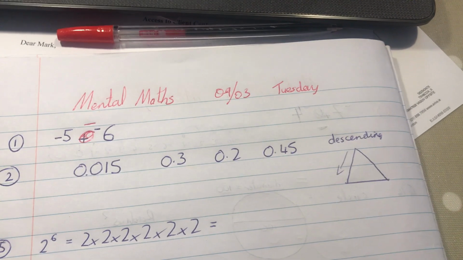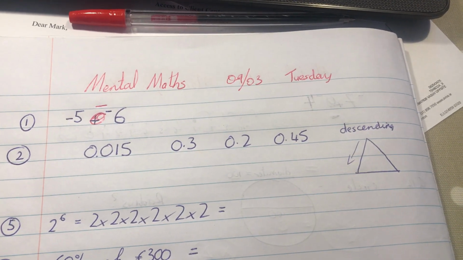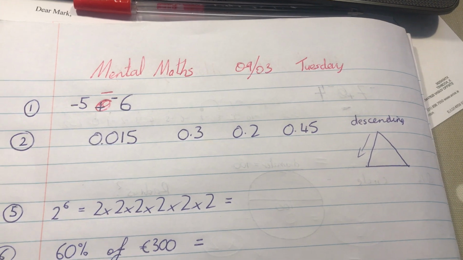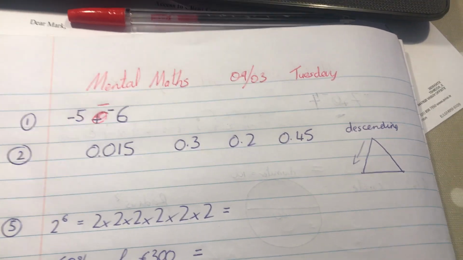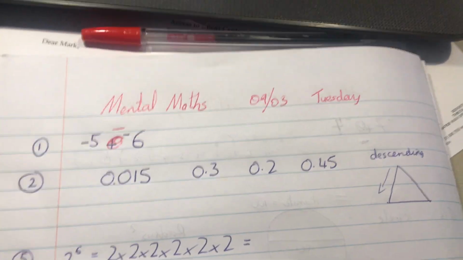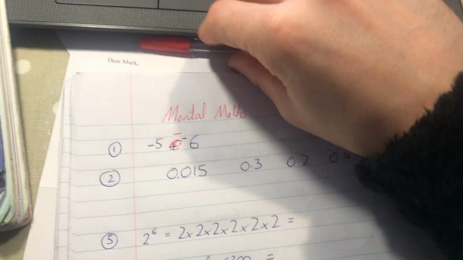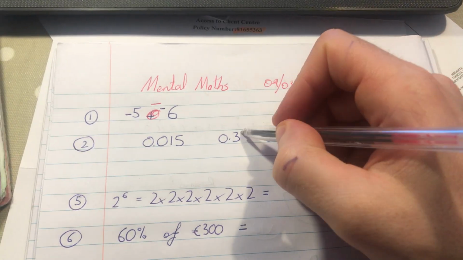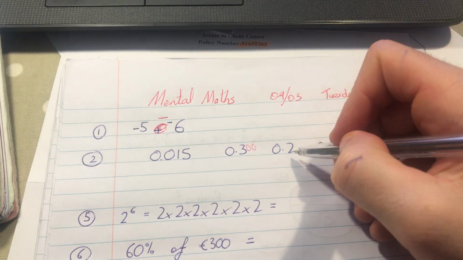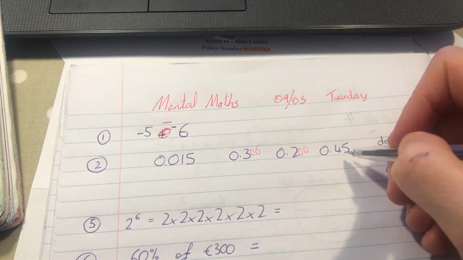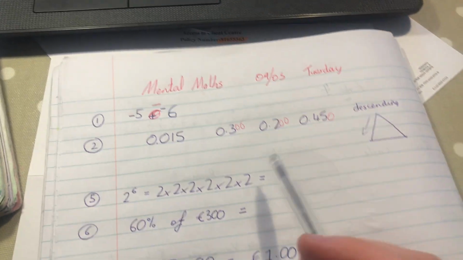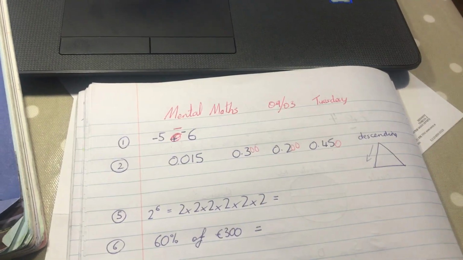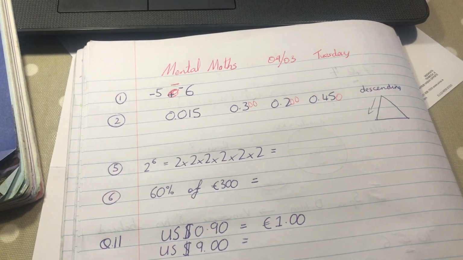Now for question 2, they give us 4 different decimals and they want us to write them in descending order. So if you descend a mountain, you start at the top and go down. So biggest to smallest. And I'll give you a little clue. Because they all have different numbers after the decimal, add 2 zeros here, add 2 zeros here, add 1 zero here. Now it's very easy to compare. We have 15, 300, 200 and 450. It'd be very easy to decide what's the biggest there.